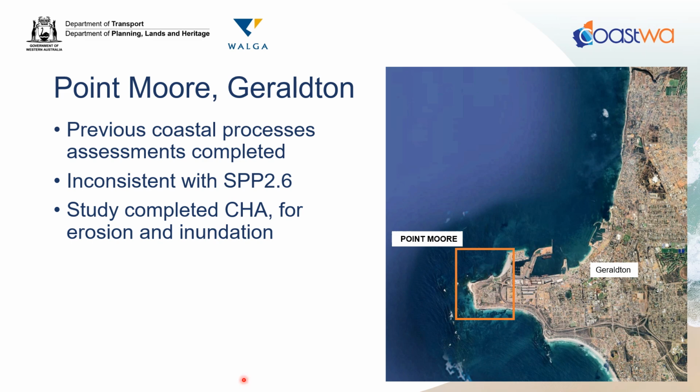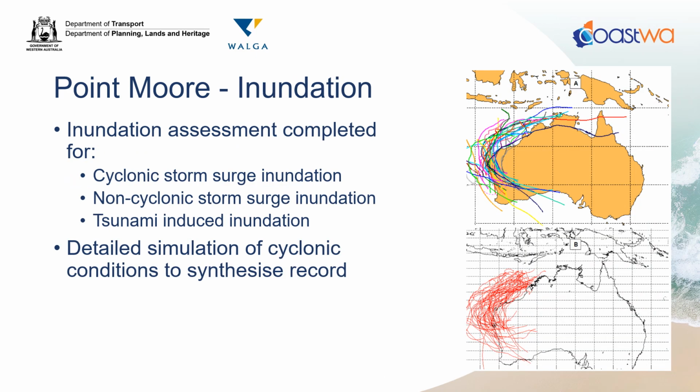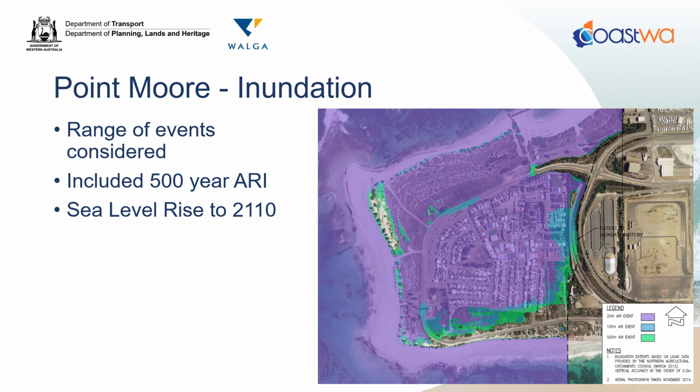These previous assessments were inconsistent with State Planning Policy 2.6, and therefore a coastal hazard assessment study was completed for both erosion and inundation. Now, for Point Moore, being located in the northern parts of the state, cyclonic activity is important. So the inundation assessment particularly was completed for cyclonic storm surge inundation, non-cyclonic storm surge inundation, and also tsunami-induced inundation. This required detailed simulation of cyclonic conditions to synthesize a record of cyclones and consider that range of events.